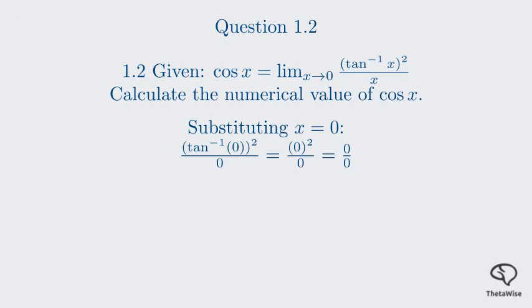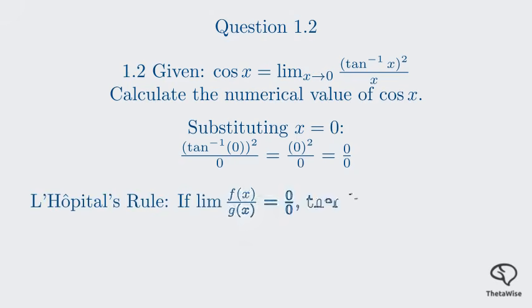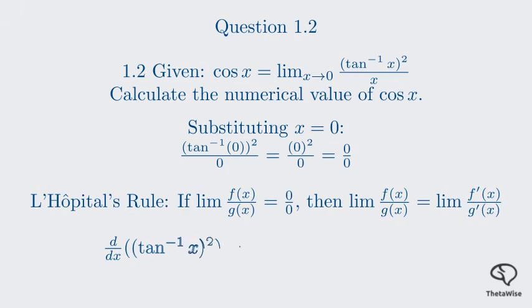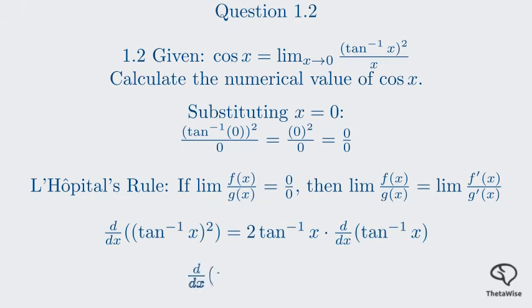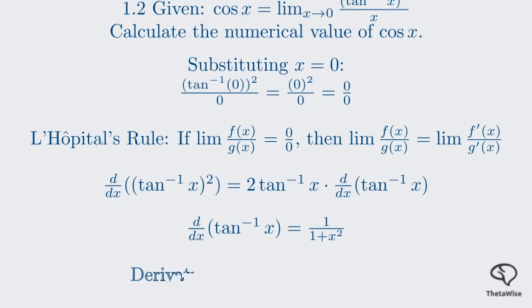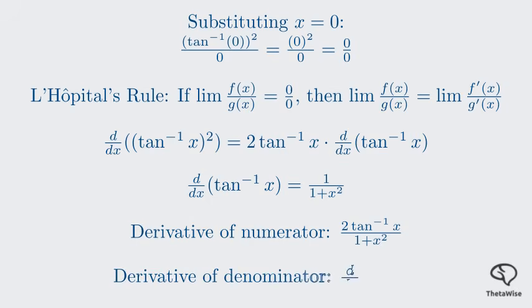This gives us another indeterminate form, 0 over 0. This means we can once again apply L'Hopital's rule. Remember, L'Hopital's rule applies to both infinity over infinity and 0 over 0. So we need to find the derivatives of the numerator and the denominator. The derivative of the numerator using the chain rule is 2 times the inverse tangent of x, multiplied by the derivative of inverse tangent of x. The derivative of the inverse tangent of x is 1 over 1 plus x squared. So the derivative of the numerator is 2 times inverse tangent of x all over 1 plus x squared. The derivative of the denominator, x, is simply 1.